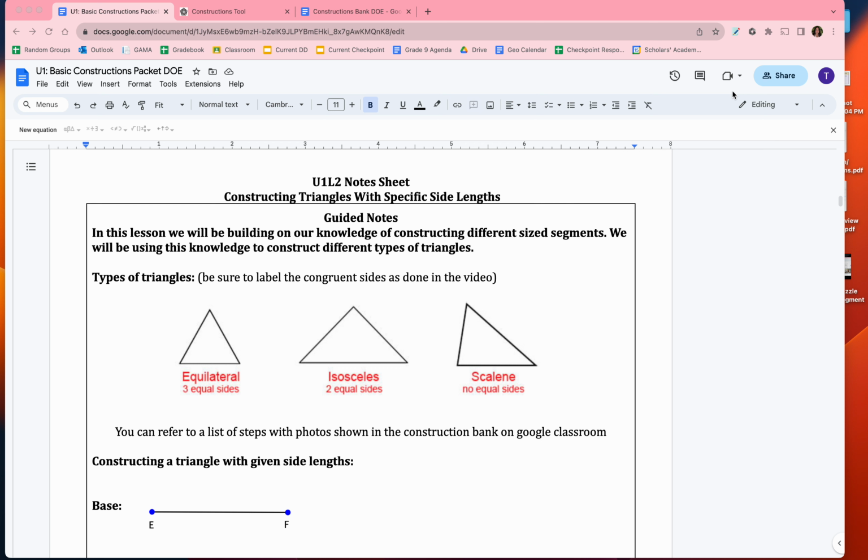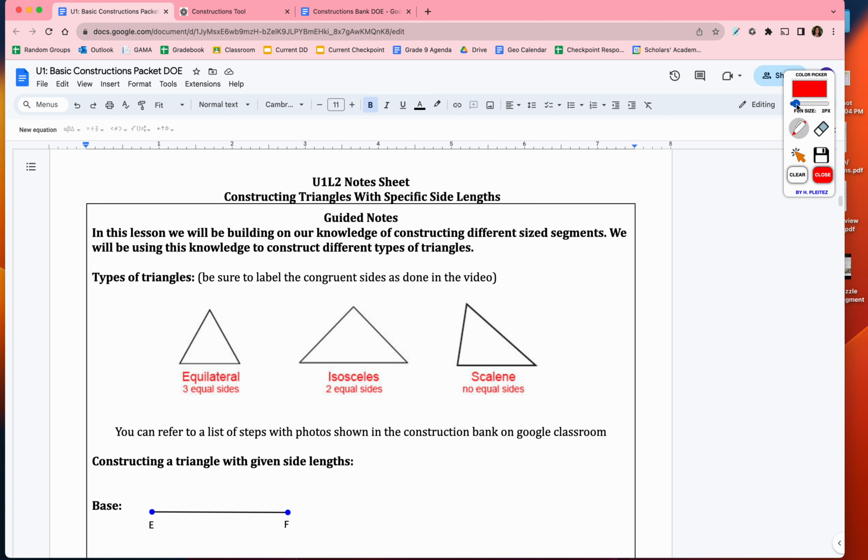Welcome to the Edpuzzle for Unit 1, Lesson 2, where we're going to be constructing triangles with specific side lengths. In yesterday's lesson, we worked on constructing different size segments, and we're going to build on that to help us construct different types of triangles. But before we get into that, it's important to know what kind of triangles we have.